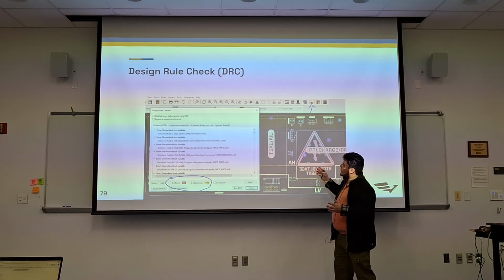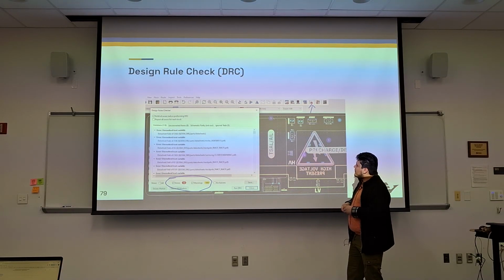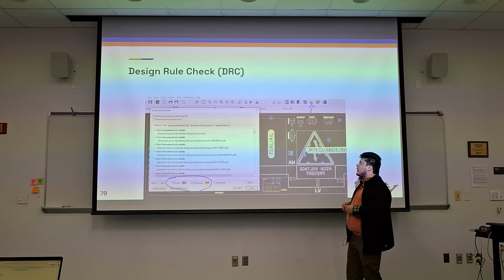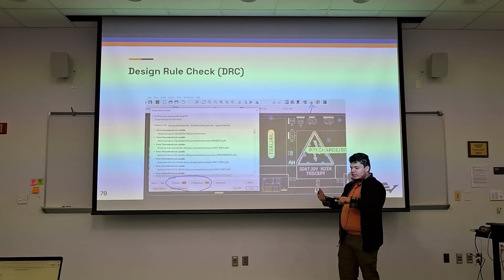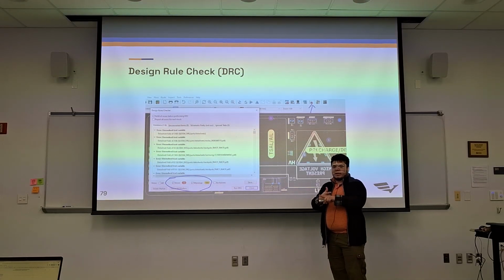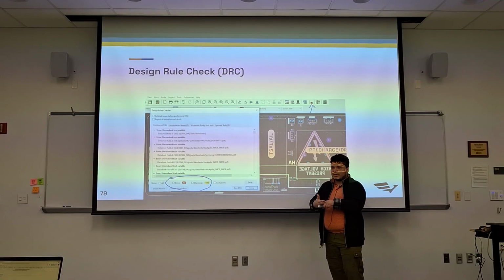The unresolved text variable is not a problem, but for example, if you have a trace that is crossing a different component pad that is not the same net, that's a problem, because all of a sudden you're shorting two nets. You don't want to short nets.